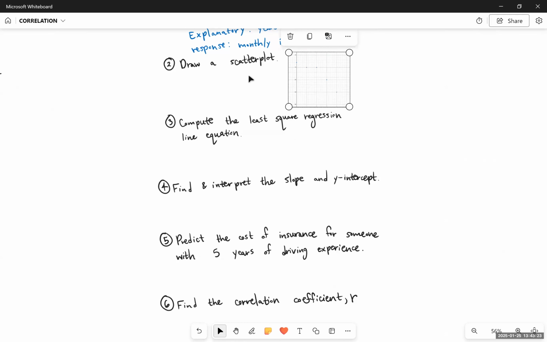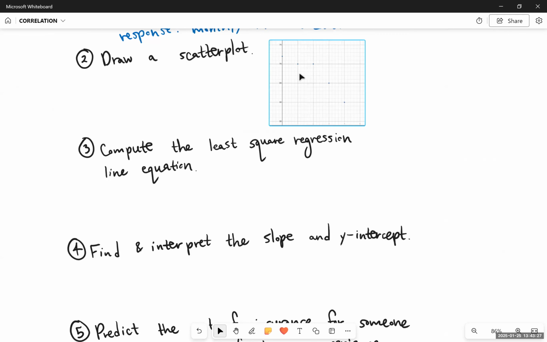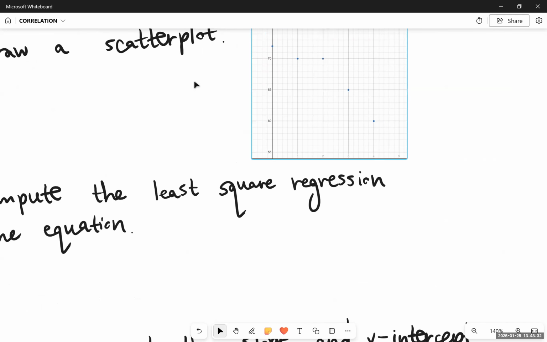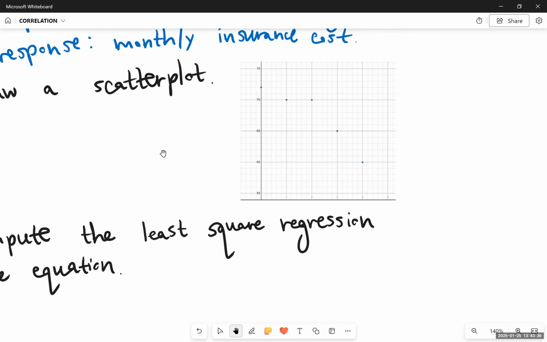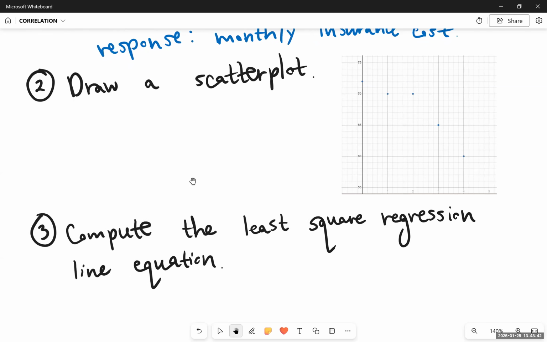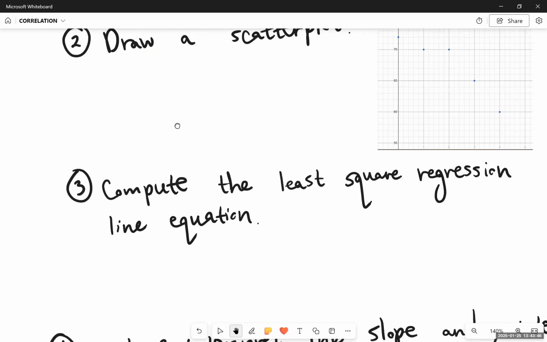Make it fit right there. So you can't see it unless you zoom really closely, but there's the scatter plot. You can see that it has a downward direction, and now you can more clearly see a relationship, right? But when we get to the end, we'll actually see what the strength of that relationship is. For now, I want to move on to number 3, where we compute the least square regression line equation.